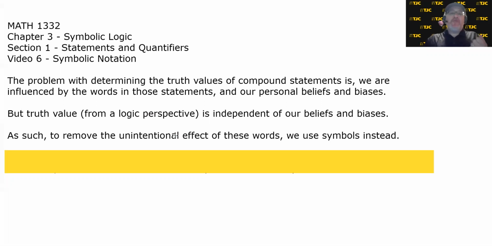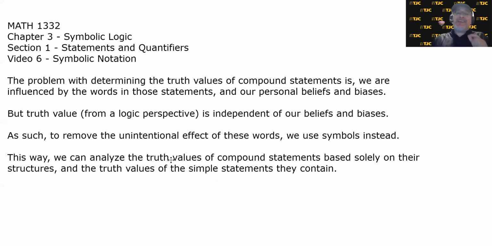As such, to remove the unintentional effect of these words, we use symbols instead. This way, we can analyze the truth values of compound statements based solely on their structures and the truth values of the simple statements that they contain. Translation. We're going to remove all the things that could unintentionally influence what you perceive as the truth value of a statement, because the truth value of a statement is not based on perception. It's based on objectivity, not subjectivity. So we're about to turn everything into symbols. Don't worry, it'll be a nice, slow introduction, and everything's going to be okay.